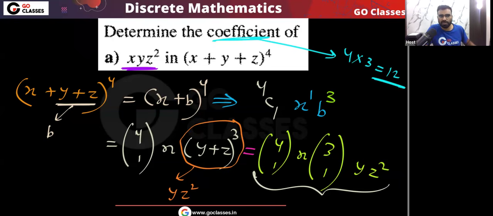I hope you understood. Is this point clear? So basically this is not a binomial, but you can convert it into a binomial. You can consider y + z as equal to b. So this will become (x + b) power 4. Then we want x power 1, so focus on x power 1. Then you can replace this b with y + z. Now, what we want? We want y power 1. So focus on y power 1. Very easily you can solve it.